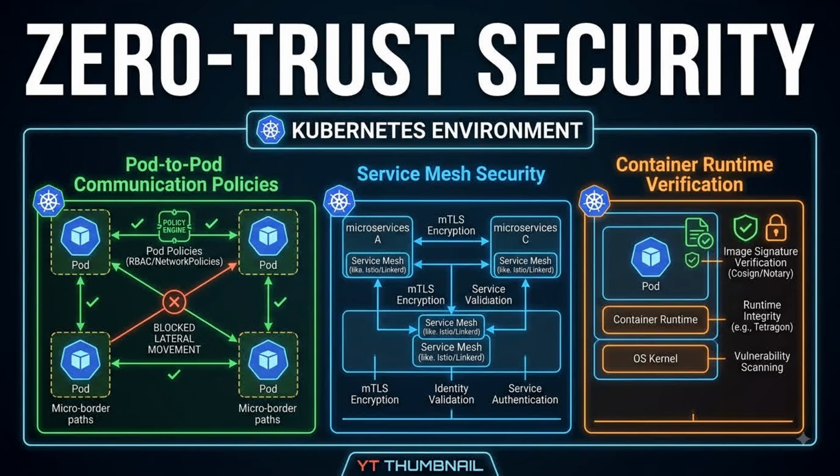Service mesh security adds another layer. Istio is a popular service mesh. It enforces mutual TLS encryption between microservices. Each service has a certificate. Services verify certificates with each other. Service mesh also does service validation. Each service checks the identity of incoming requests. Unapproved requests are denied.